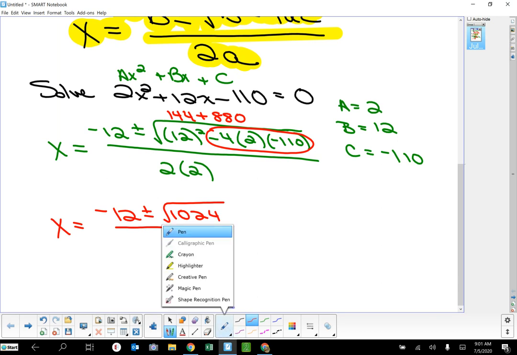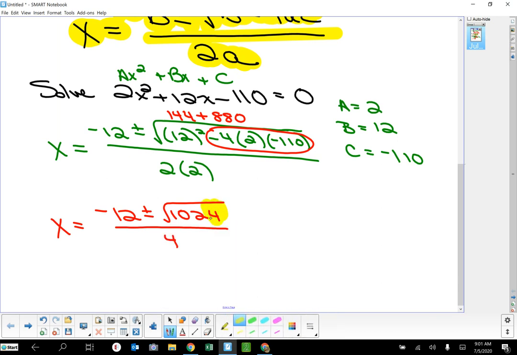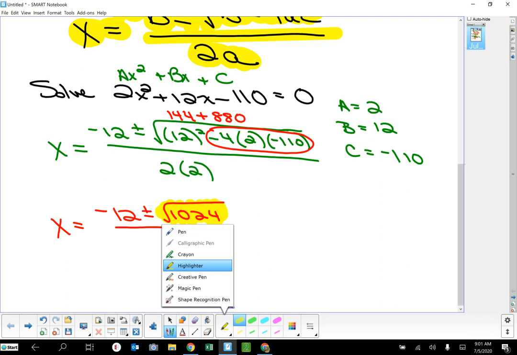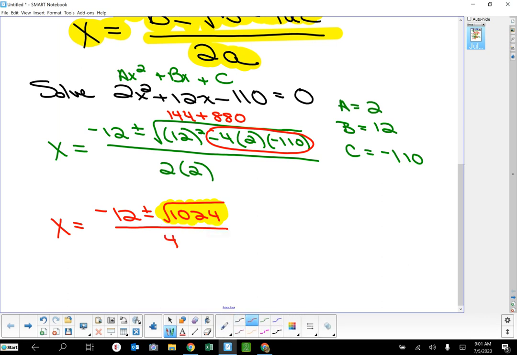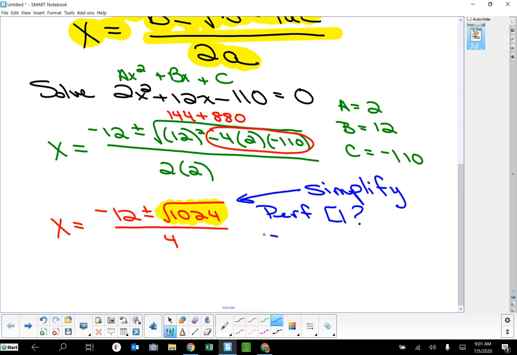Now, every single time you do one of these problems, you need to try to evaluate that radical or simplify it if possible. So this needs to get simplified. Meaning, is it a perfect square? If it is, that's great. This one is. And it allows us to just replace that with a number. If it's not, then you need to simplify that radical.